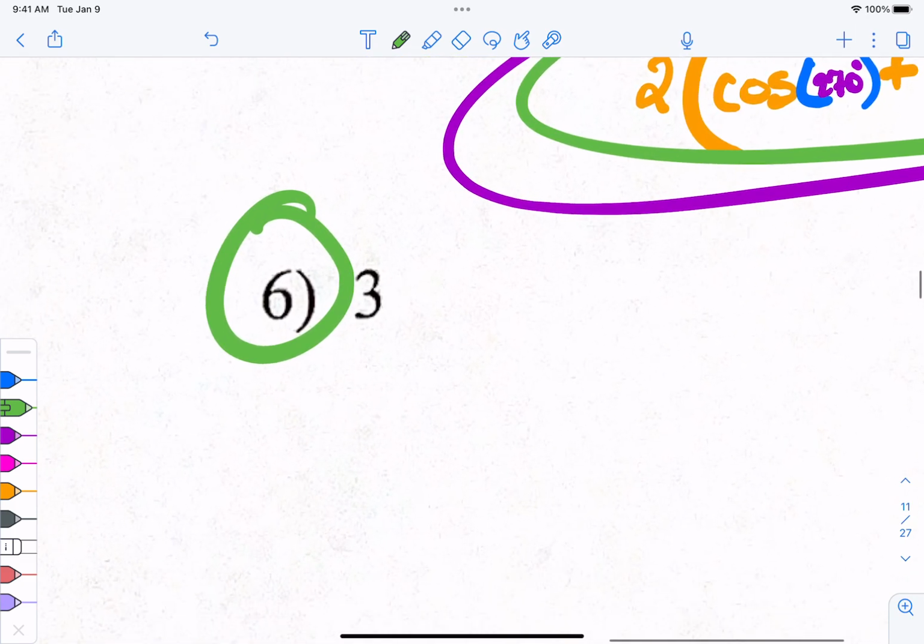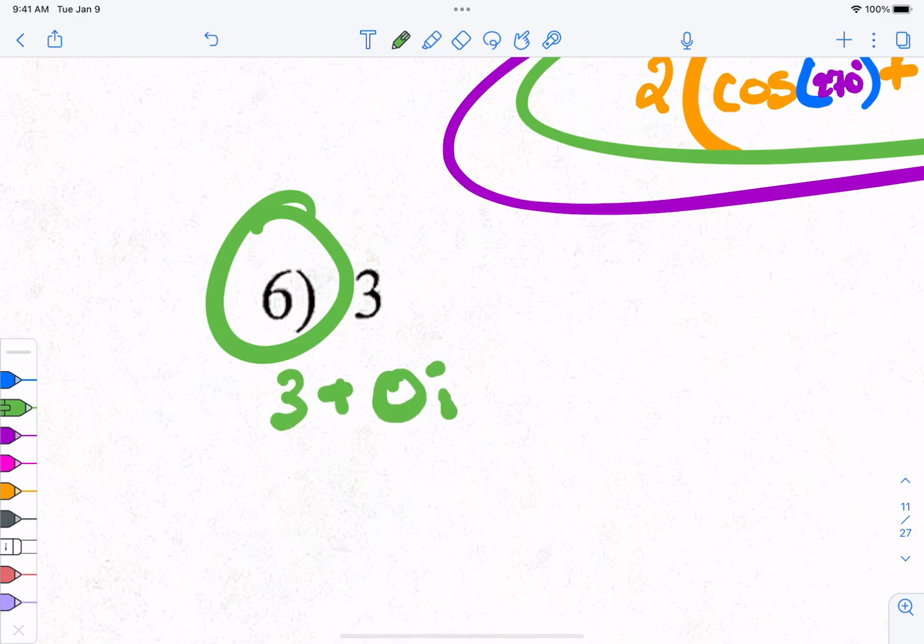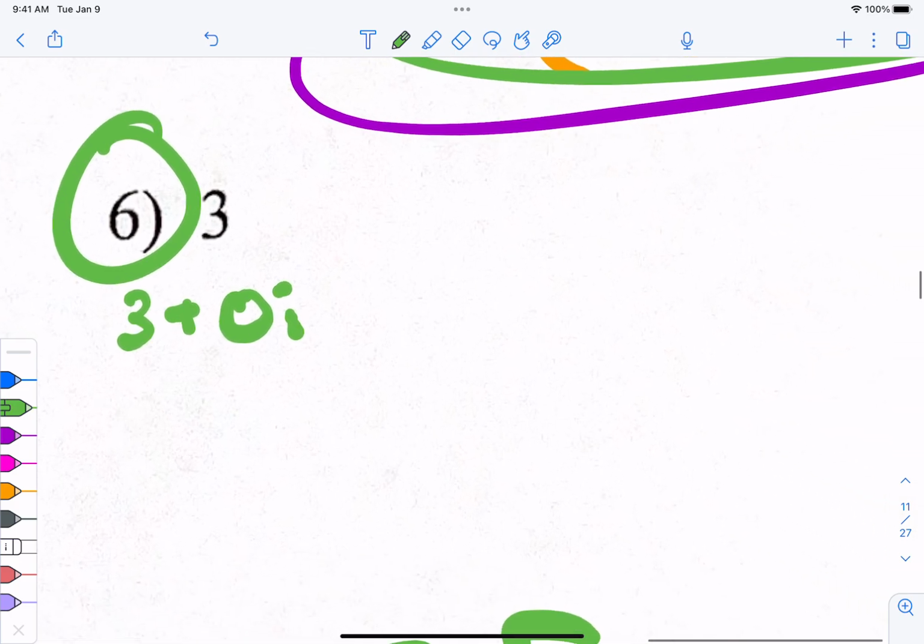Okay, number 6 is going to be that same way. I'm not going to do this one for you, but this is like 3 plus 0i, right? So would it be 360 or 0? You can either put 0 or 360. I don't care.